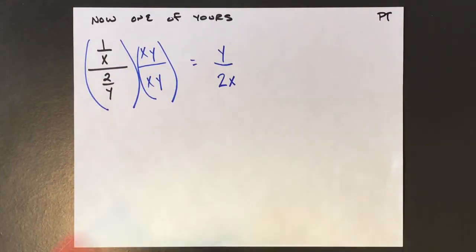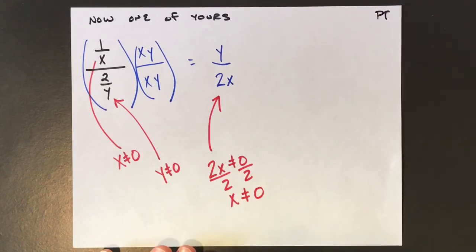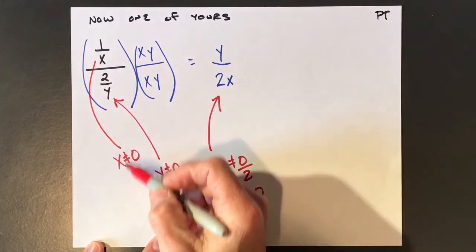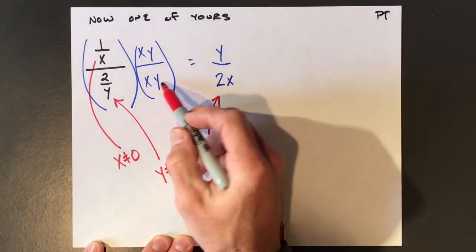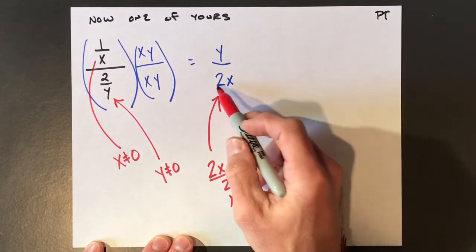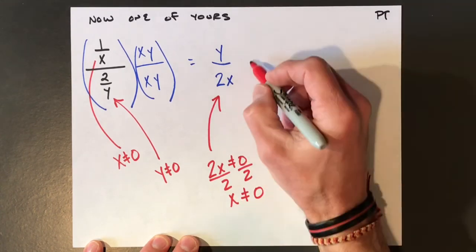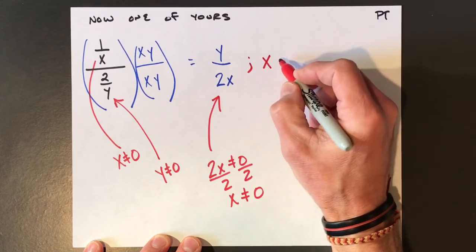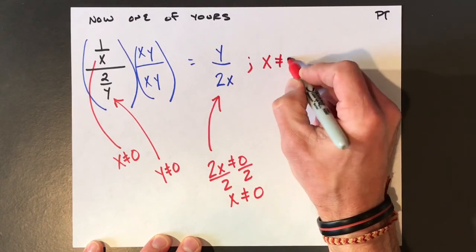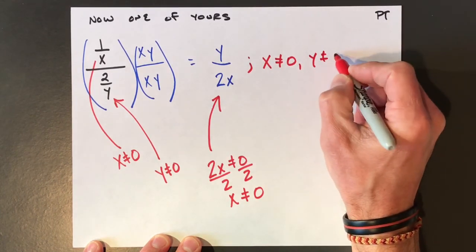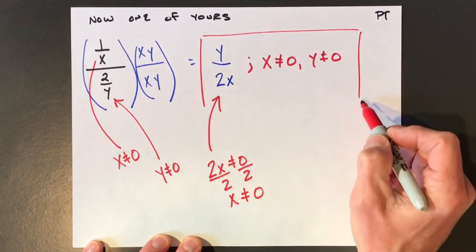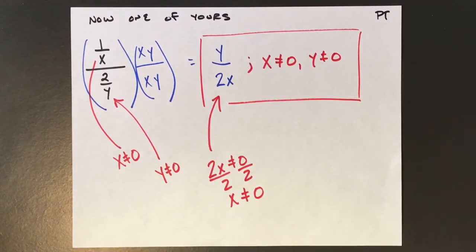And done. Can't forget my restrictions. And here are my restrictions. Again, x can't be 0, y can't be 0. The xy is kind of already taken care of, and 2x can't be 0 either, but that just ends up being x can't be 0, so I'm going to have two restrictions. X cannot be 0, and y cannot be 0. And that would be my simplified version of my answer. So that should be enough to get you going. So good luck.